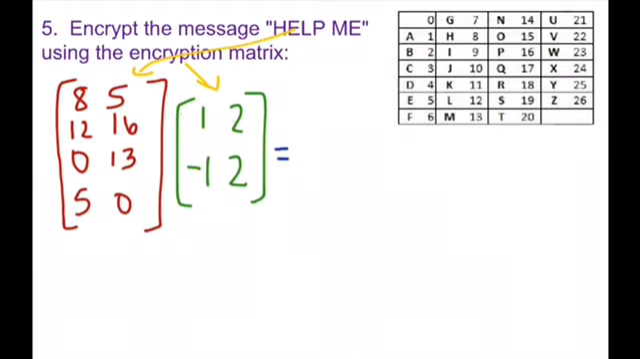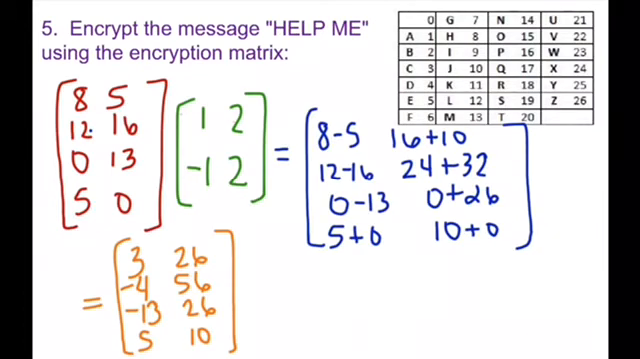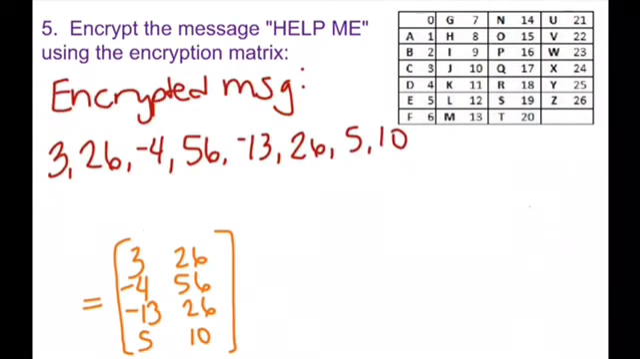So here again, you probably want to pause the video right now so that you can do the multiplication and make sure that you're getting the same thing I'm getting. Okay, so here is the version before I simplify it, and then once I simplify it, I have a matrix with my numbers. And so if I write it as a stream of numerical data, or my code, or my encrypted message, it's going to be 3, 26, negative 4, 56, negative 13, 26, 5, and 10.